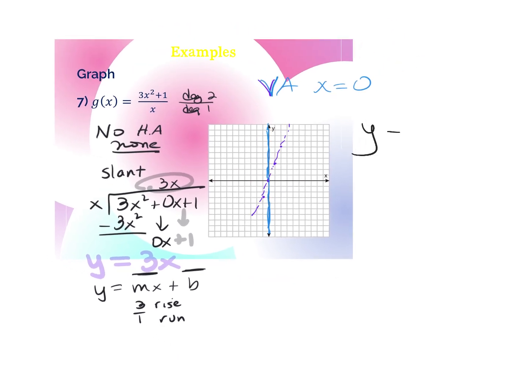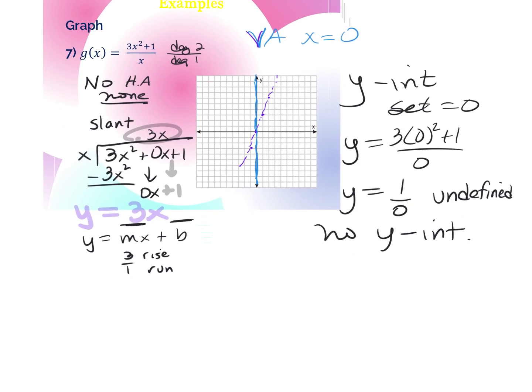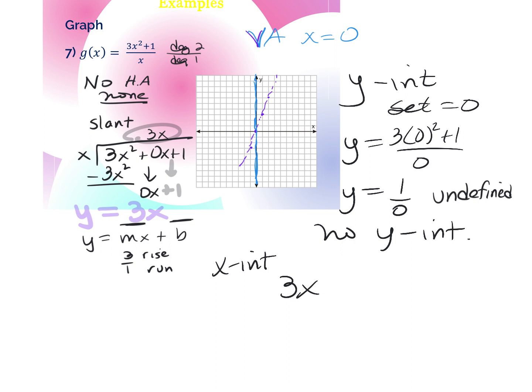My y-intercept here, I'm going to be going ahead and setting x equal to 0. So y equals 3 times 0 squared plus 1 over 0. I get 1 over 0. Can't have a 0 in the bottom. This is undefined. So there is no y-intercept. I'm going to do the same thing. I am going to go ahead and set my numerator equal to 0 because that's the shortcut for the x-intercept.